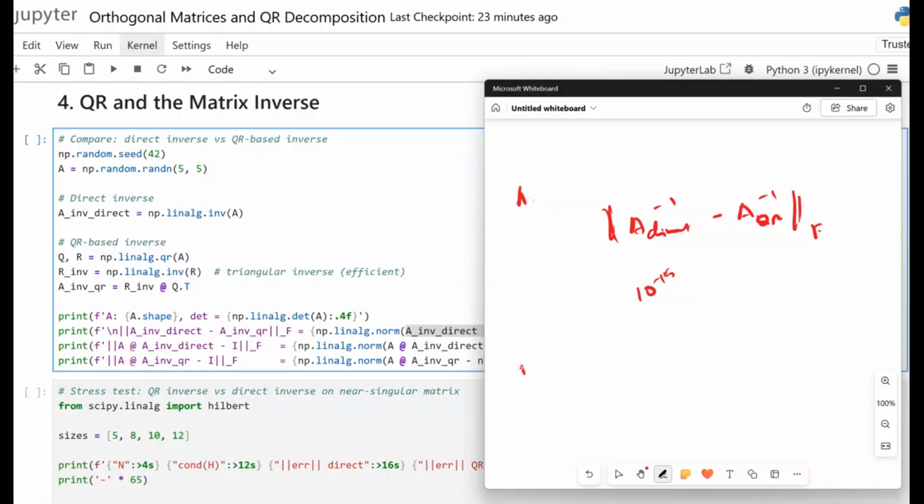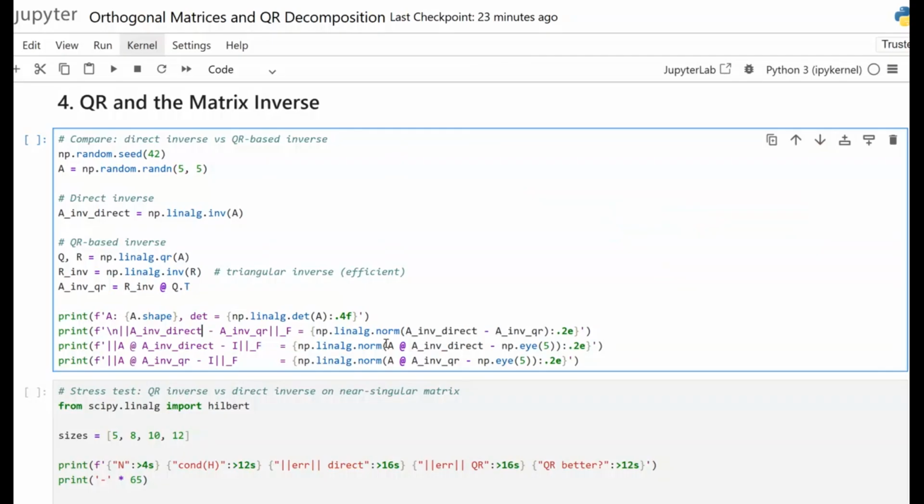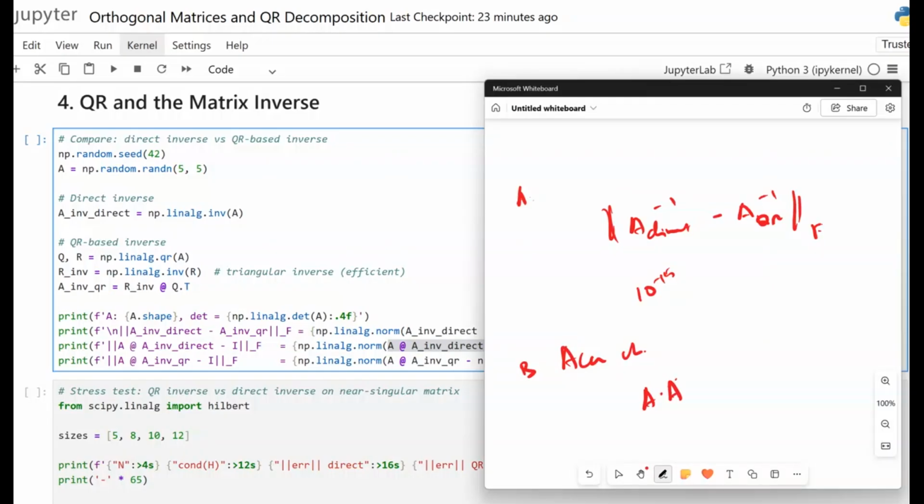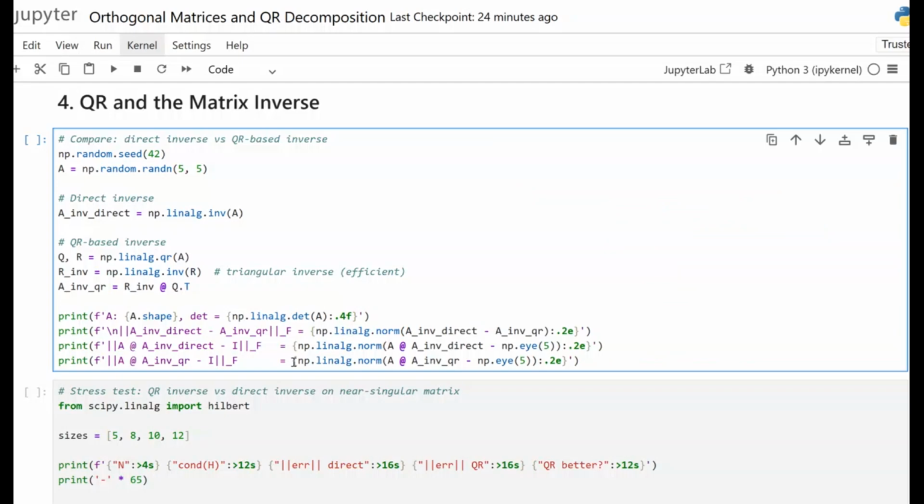And next, kindly observe, we are going to make the accuracy check. Here, A multiplied by A inverse should be equal to identity. So both methods should produce near-zero errors. Both approaches compute the same mathematical object A inverse, but via different factorizations. The direct method is general purpose inversion, and the QR method leverages the orthogonality of Q and the triangular structure of R. Okay, let me execute and view the output.